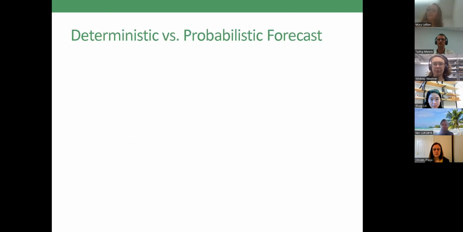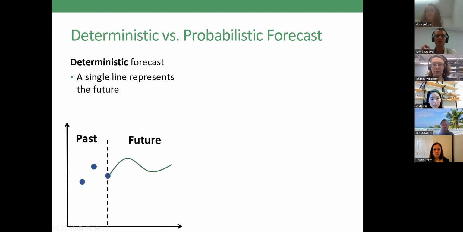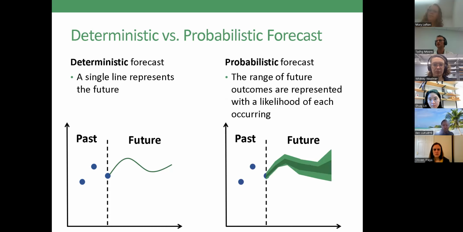First of all, I'm going to explain the difference between deterministic versus probabilistic forecasts. A deterministic forecast is where we use a single line to represent the future. And this is not really a forecast, because, like you said in our definition, it doesn't include the uncertainty. So therefore we use probabilistic forecasts, where a range of future outcomes are represented, each with a likelihood of occurring. And we do this through a distribution, represented by confidence intervals, usually 75% or 95% confidence intervals.